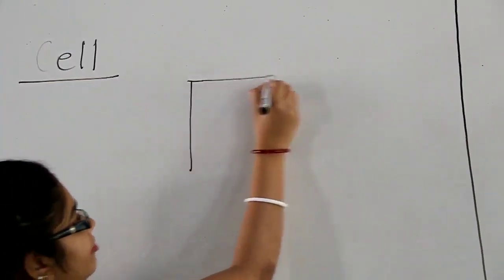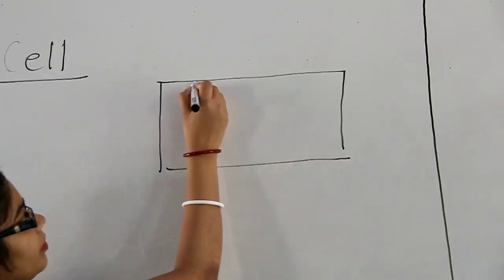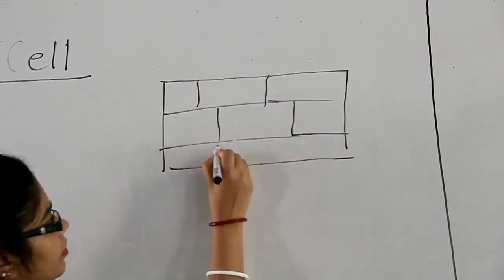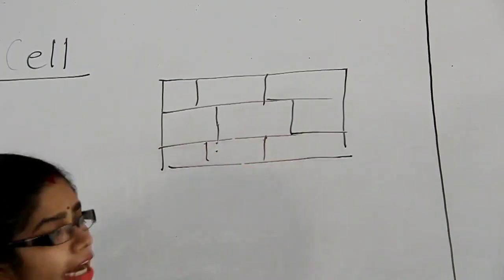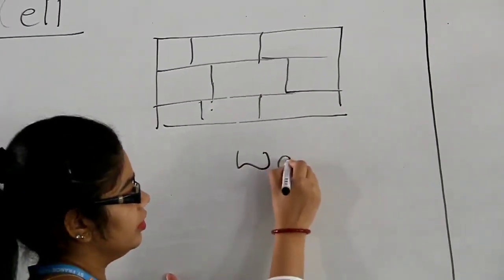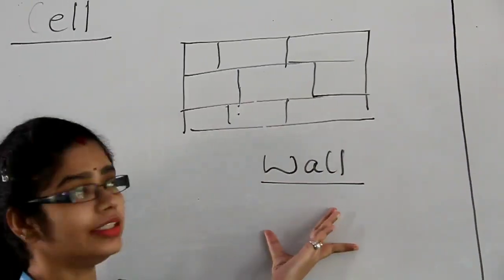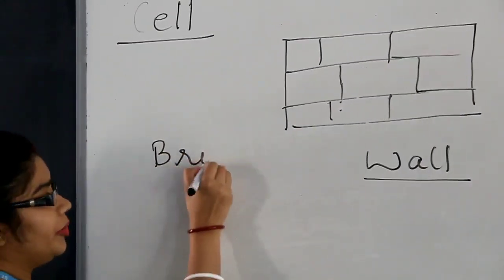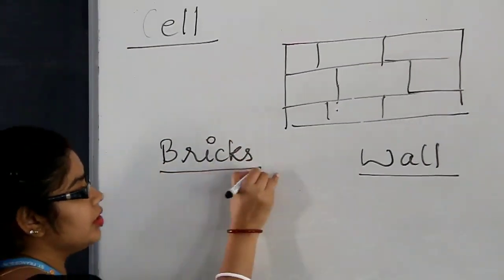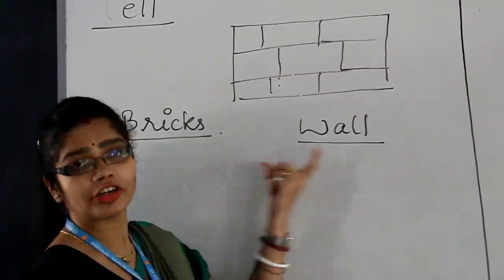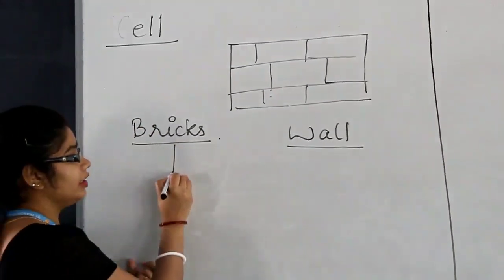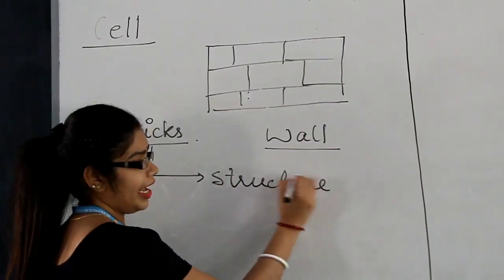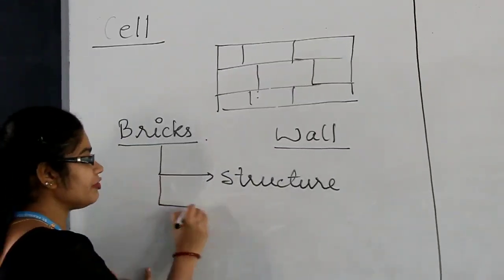So if we draw a diagram, I have drawn a diagram of a wall. If I ask you a question, what is a wall actually made up of? So it is actually made up of bricks. So what are bricks actually doing for the wall? They are providing it with structure and also performing the function for the wall.